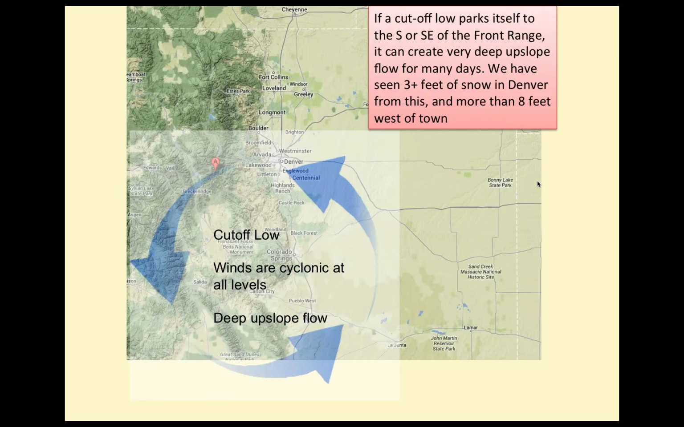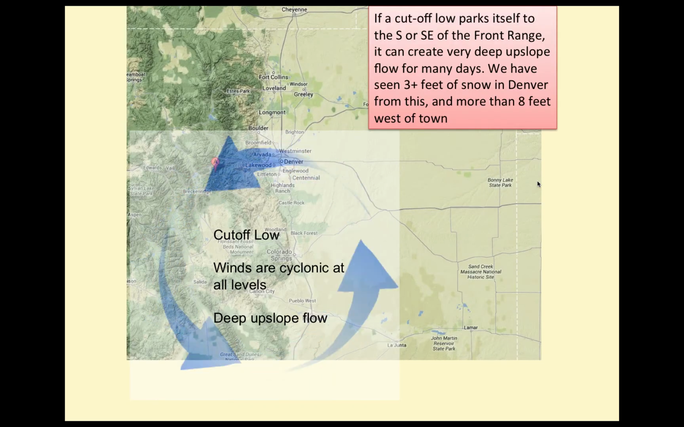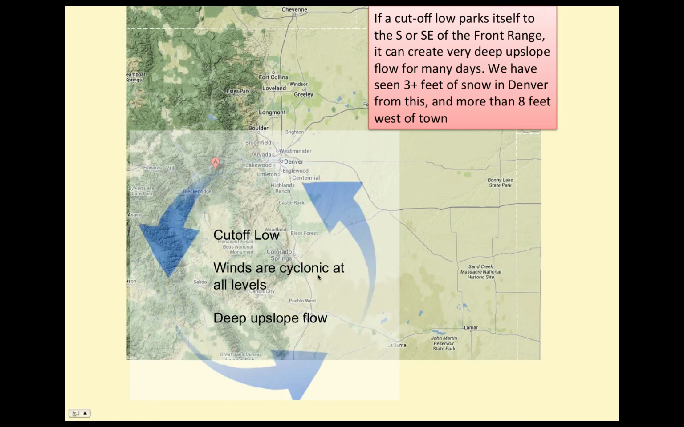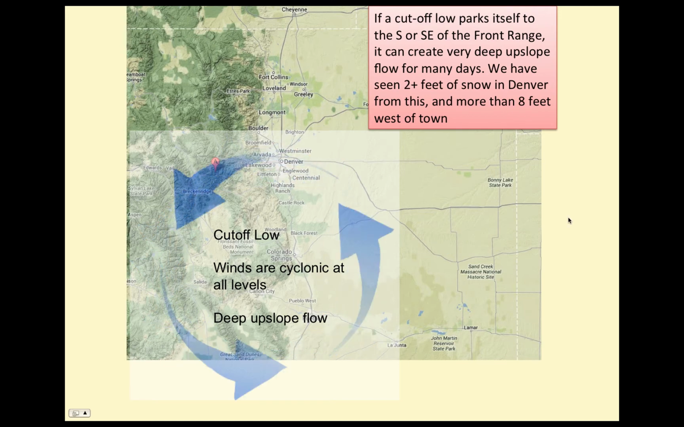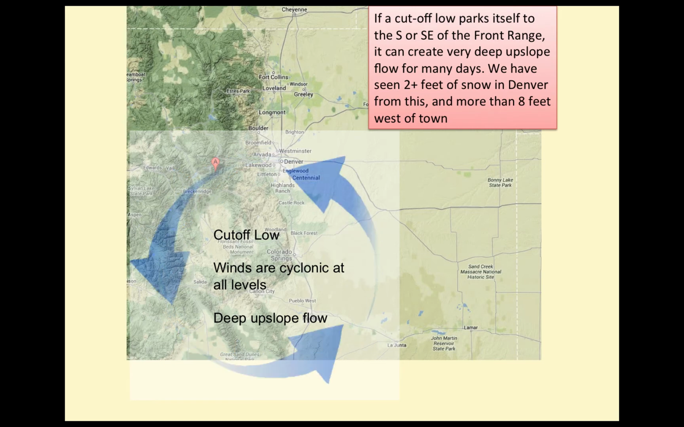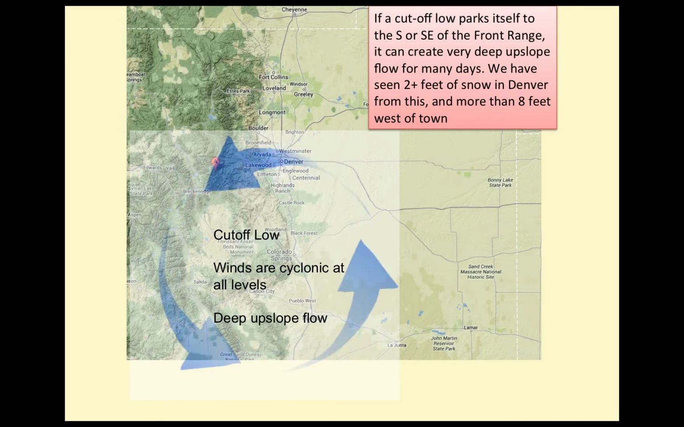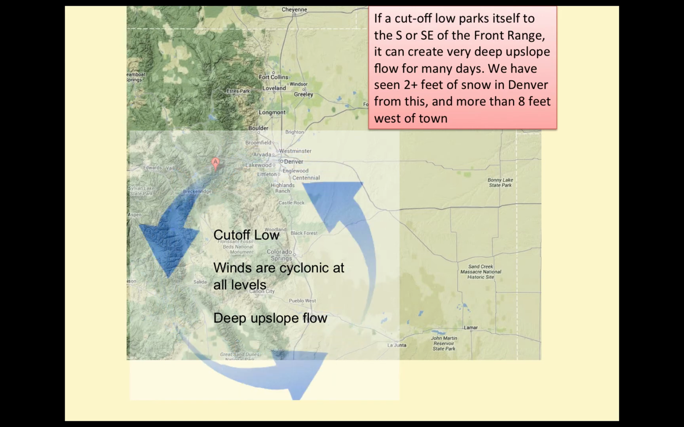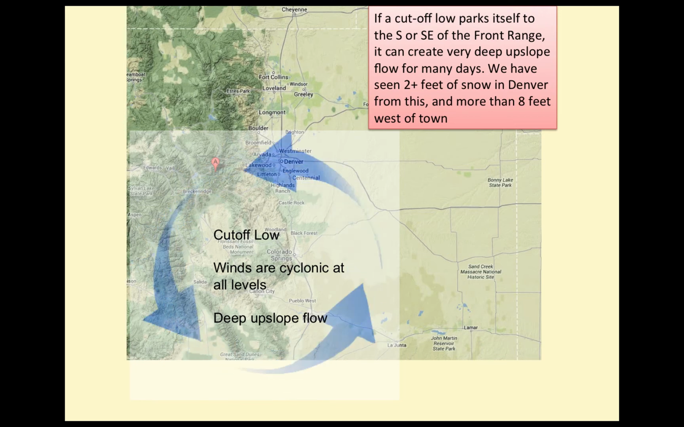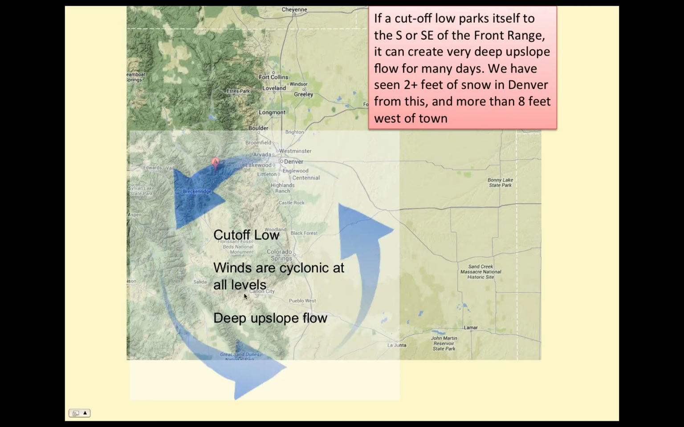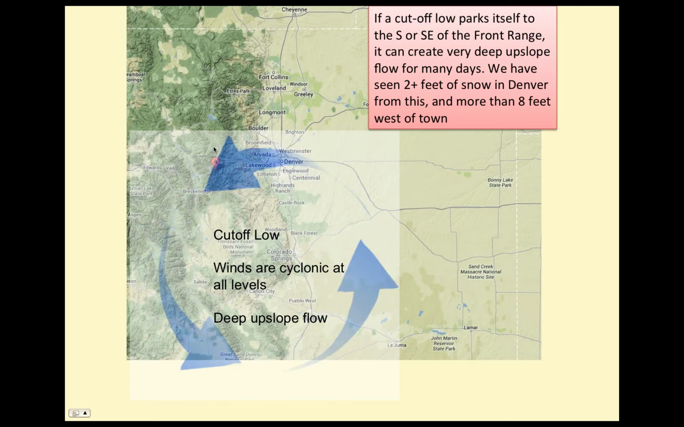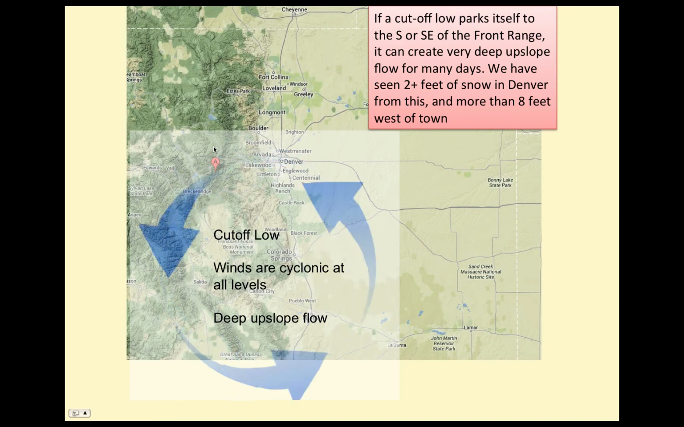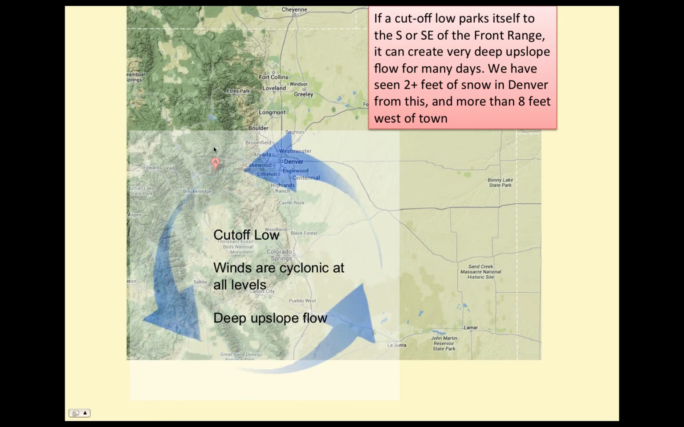If a cutoff low parks itself to the south or southeast of the Front Range, shown here, it can create very deep upslope flow for many days. We have seen 2+ feet of snow in Denver from these types of storms and more than 8 feet west of town in places like Sugarloaf, Netherland, places that are really strongly affected by upslope type storms. Now again, the real distinction here is the fact that the winds would be from east to west up our mountains at all levels. That deep upslope component is important in making our biggest snowstorms.